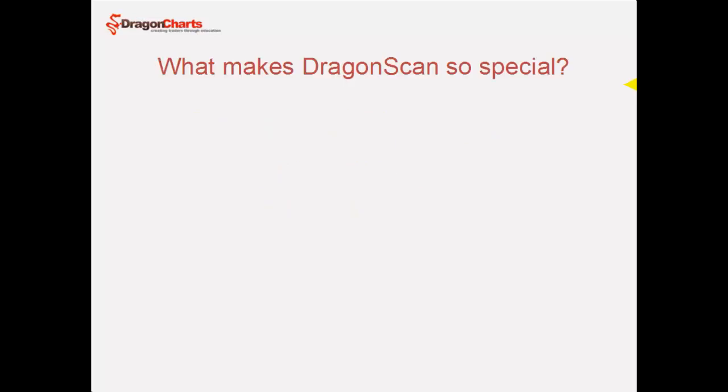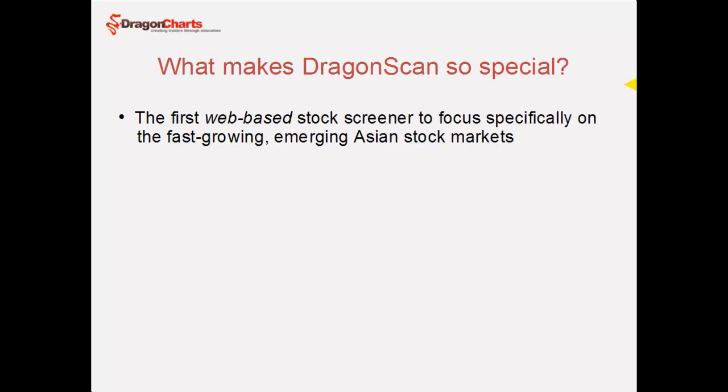In case you're wondering what the heck DragonScan is, let's talk about what makes it so special. First of all, it is the very first web-based stock screener to focus specifically on the fast-growing, emerging Asian stock markets. In the USA, there are other stock screening programs that have been around for many years, but this technology in Asia so far has been limited primarily to professional traders such as mutual funds, banks, and hedge funds. And it's been very expensive if the individual retail trader wanted to take advantage of the same opportunities. But now, thanks to DragonScan, we provide you with the unfair advantage that the professionals don't want you to have.